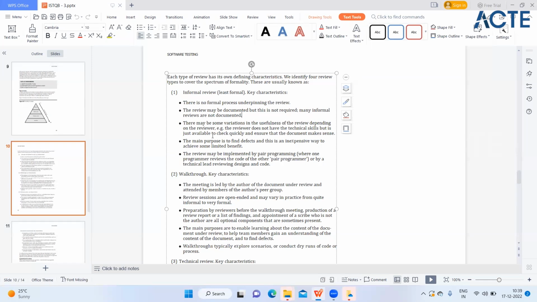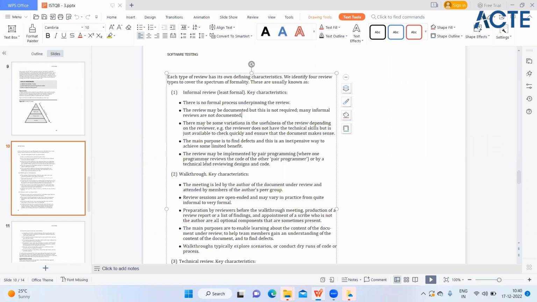There may be some variations in the usefulness of the review depending on the reviewer. Example, the reviewer does not have the technical skills, but it's just valuable to check quickly and ensure that the document makes sense. So mainly when we are doing the informal review, when we do not have the time, we will just check the things and start the coding. The main purpose is to find defects, and this is an inexpensive way to achieve some limited benefit.